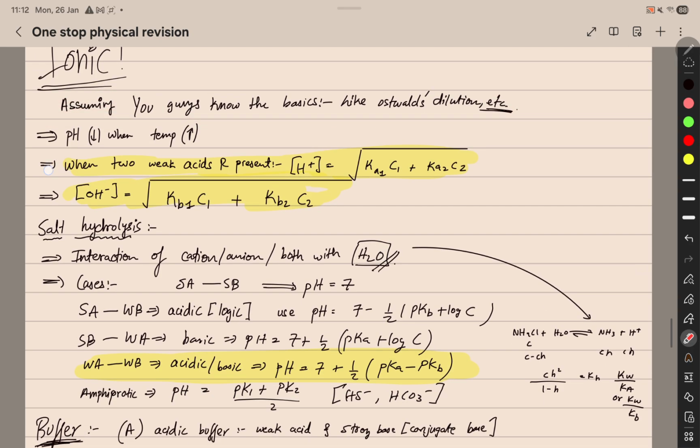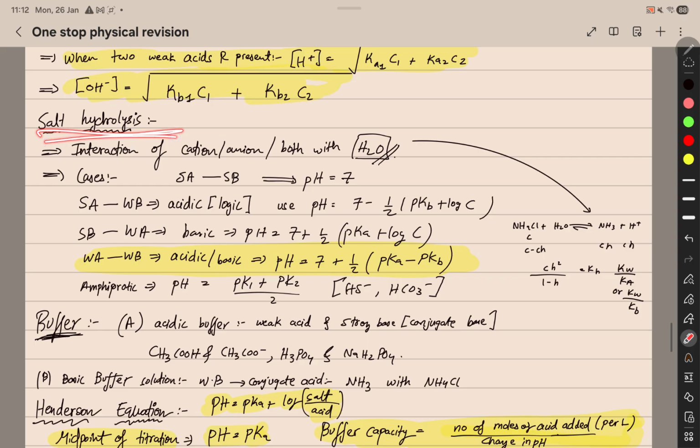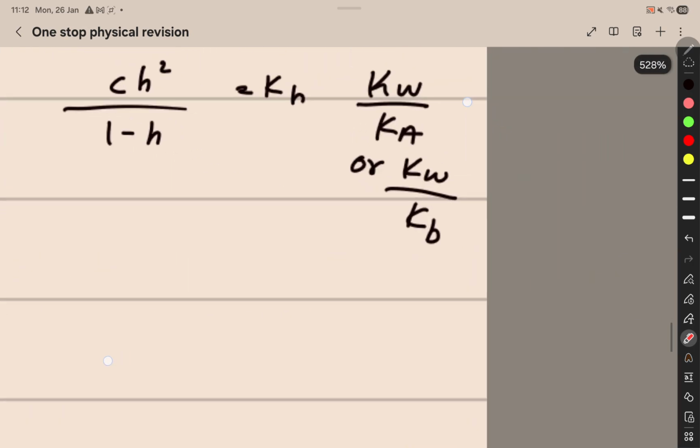Apart from that, pH is decreasing when temperature increases. When two weak acids are present, the H plus concentration is Ka1C1 plus Ka2C2. The OH minus concentration is Kb1C1 plus Kb2C2 if these are two weak bases present in the same solution. Then you have salt hydrolysis, the interaction of cation or anion with H2O. An example is given over here.